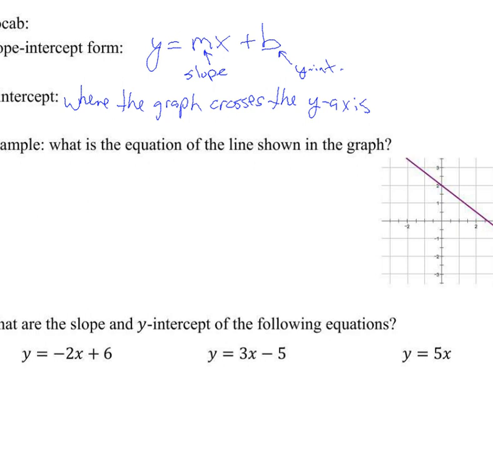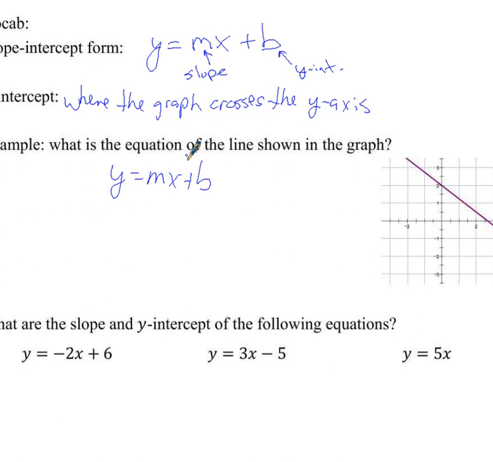So now we're going to get into a bunch of different types of problems that I can ask you based on slope-intercept form. So for example, what is the equation of the line shown in the graph? Well, to do that, because it's a line, I'm going to try to write this in slope-intercept form. So y equals mx plus b. Which means all I got to do is figure out m and b.